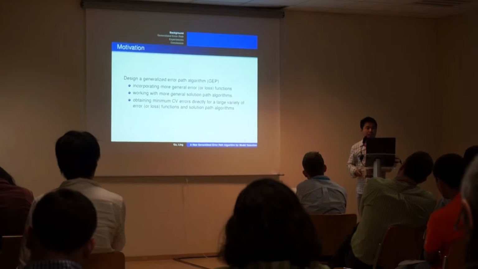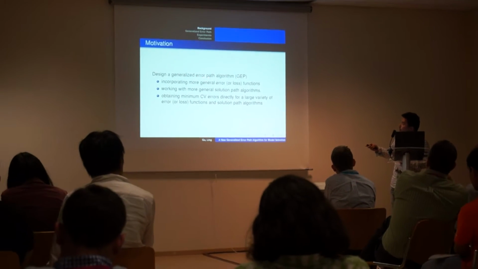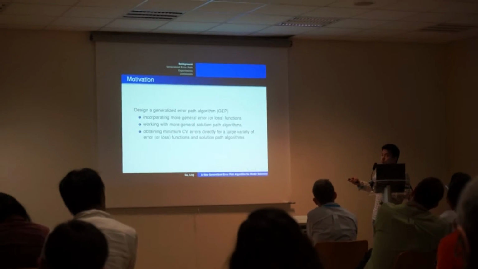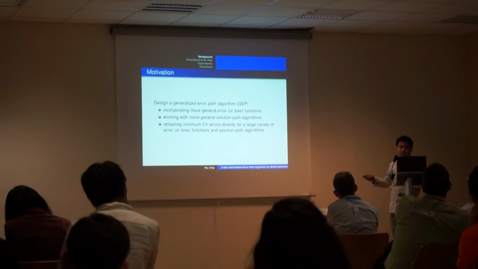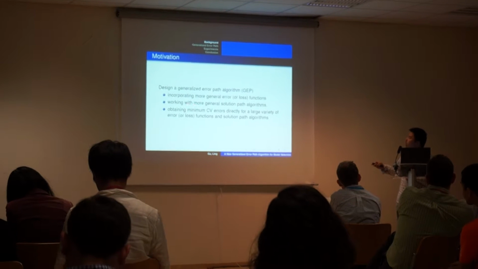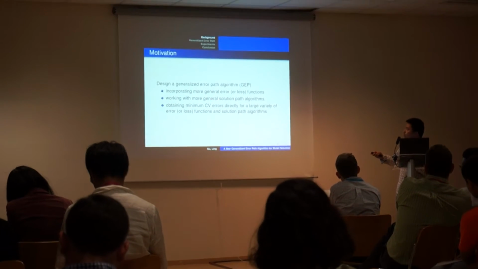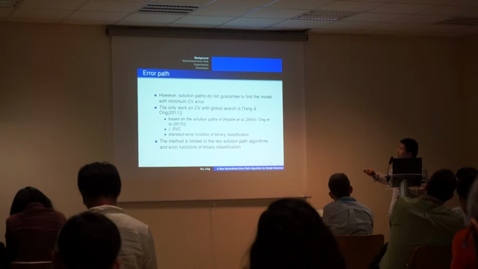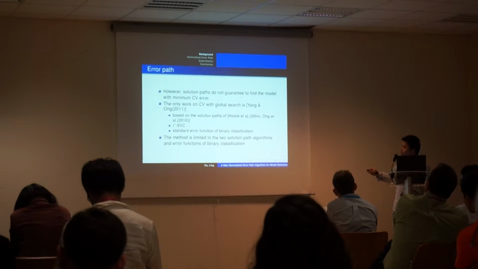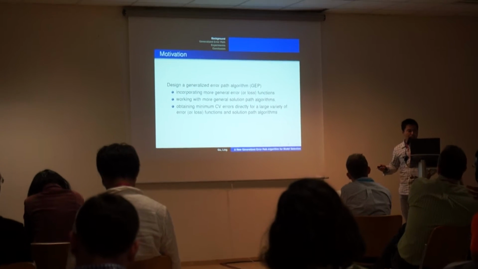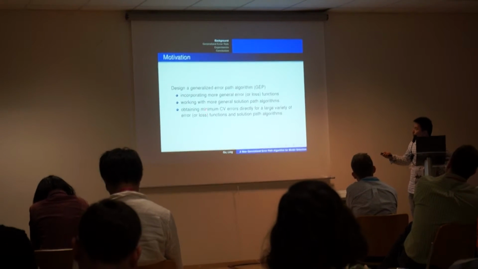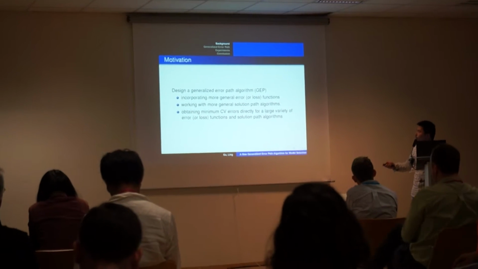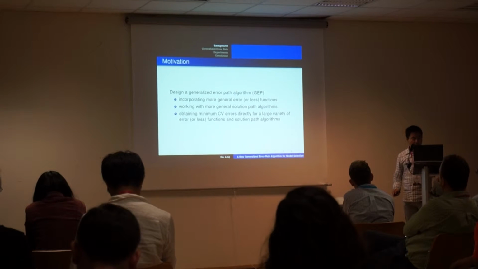So our motivation is to design a generalized error path algorithm. It can incorporate more general error functions, not only the binary loss function of binary classification. And we also want to work with more general solution paths, not like in this work, only the solution paths of SVM and the other one in their work. Most importantly, we want to obtain the minimum cross-validation error directly for a large variety of error functions and solution path algorithms. So this is our motivation.